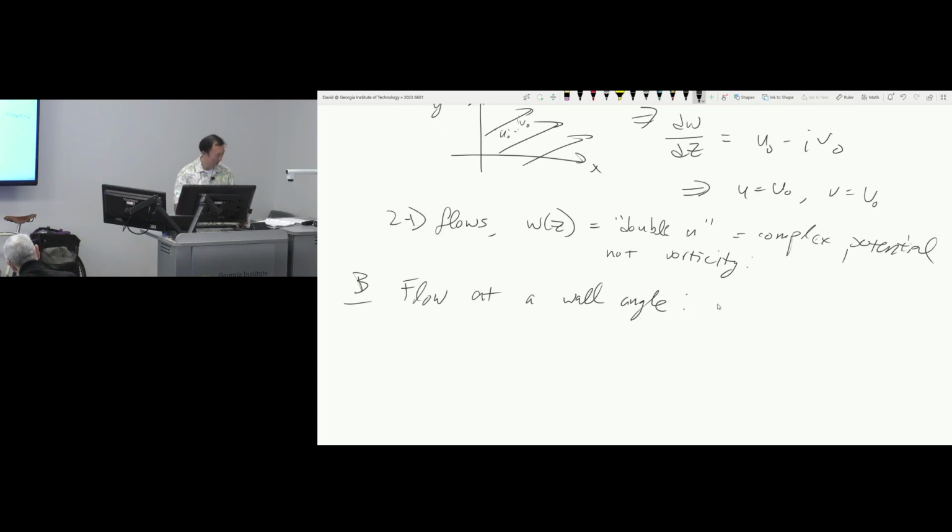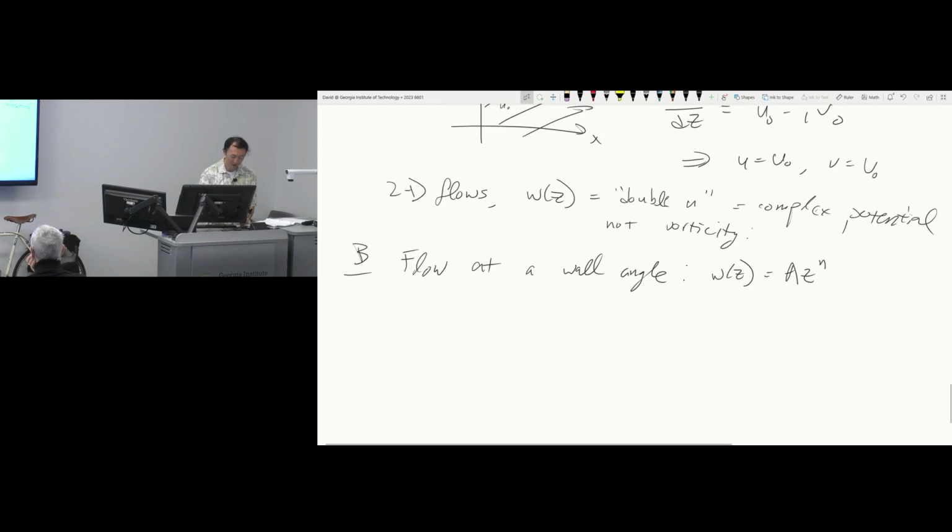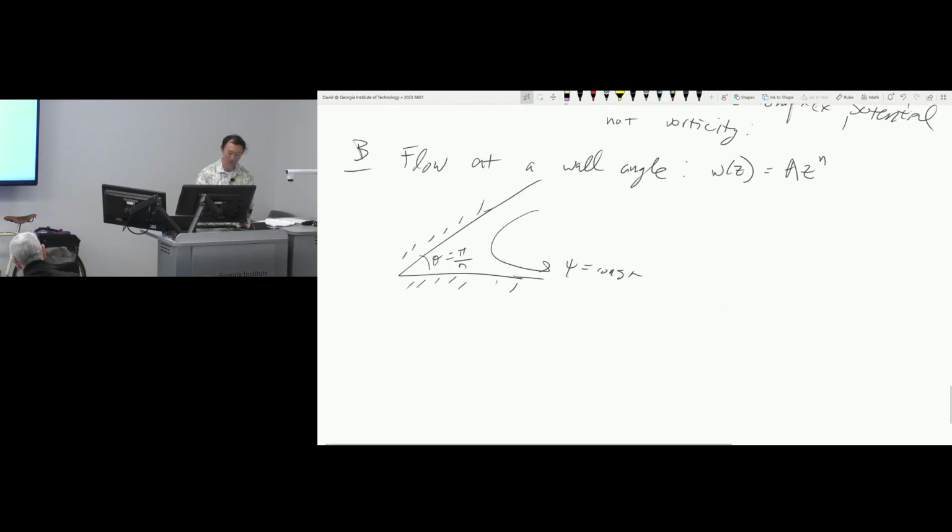So flow at a wall angle, we're going to call the complex potential W of z equals A z to the n. Okay. So physically, what does that correspond to? Wall angle is not the greatest notation, but it corresponds to you have a wedge here, and theta is pi over n, little n, which is the same as the exponent. And then lines of psi equal constant look like this. So basically, that tells you what the flow looks like as it turns a corner.